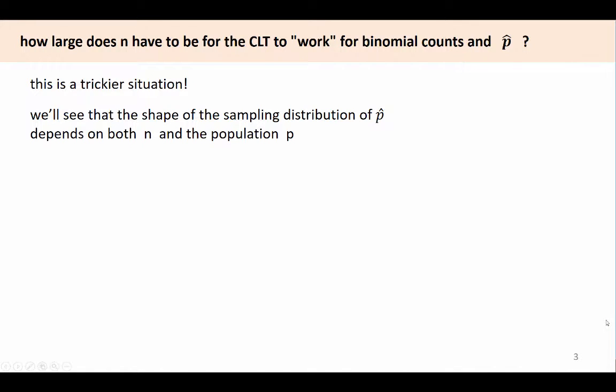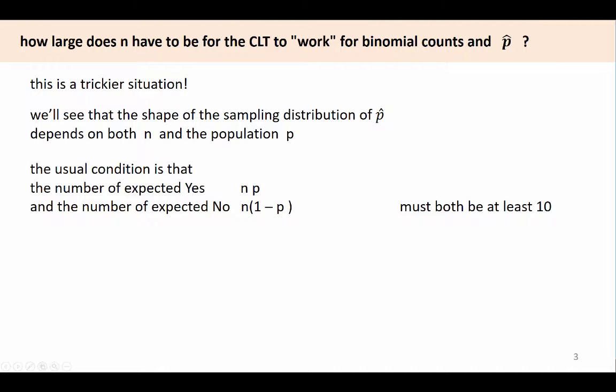What we're going to see in the material in the last part of week 4 is that the shape of the sampling distribution of p hat depends on both the sample size n and the population p. Just to give you an overview of what's coming up, the usual condition to trust the normal approximation for counts and proportions is that the expected number of yes, n times p, and the expected number of no, n times 1 minus p, have to both be at least 10.